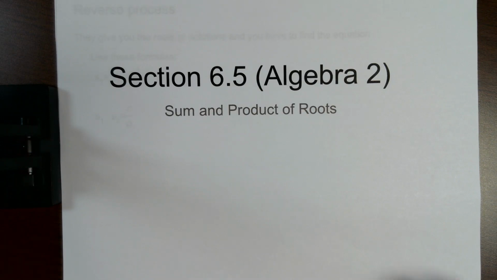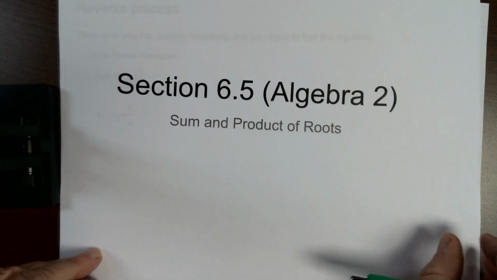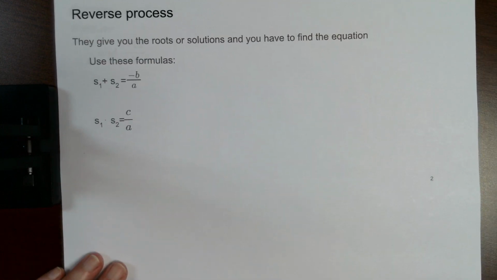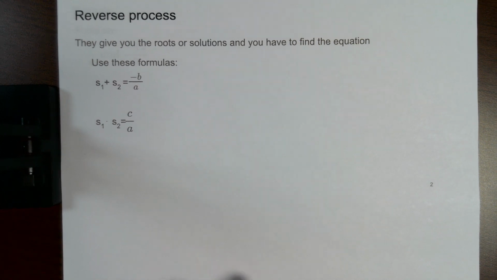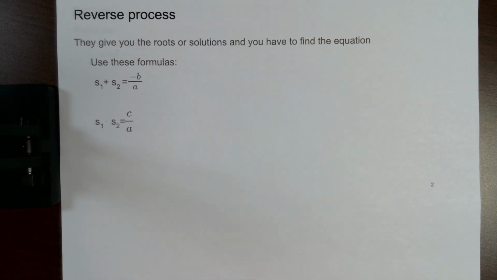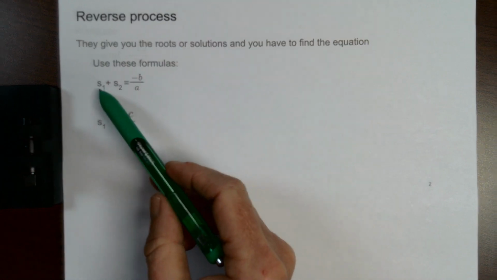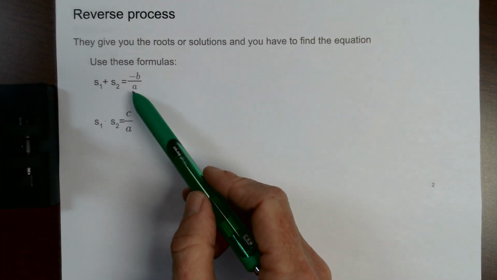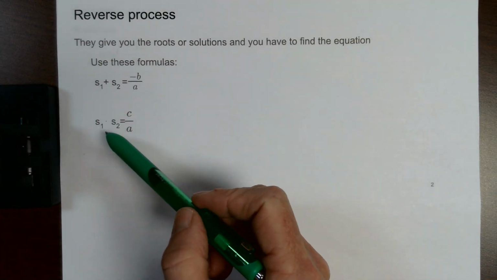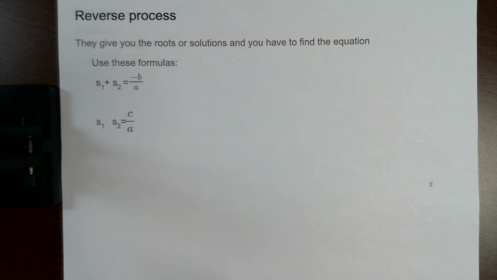Section 6.5 has to do with the sum and product of roots. Essentially, it's the reverse process. They give you the roots or the solutions, and you have to find the equation that matches those roots. And the formula you're going to use is s sub 1 plus s sub 2 is equal to negative b over a, and s sub 1 times s sub 2 is c over a.